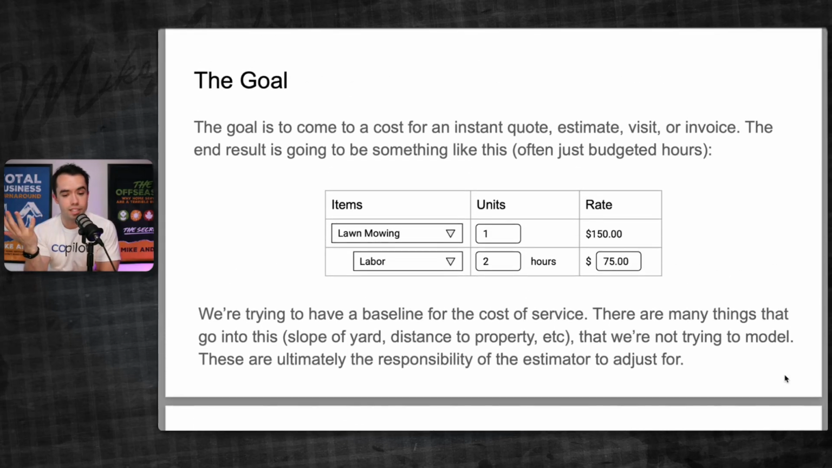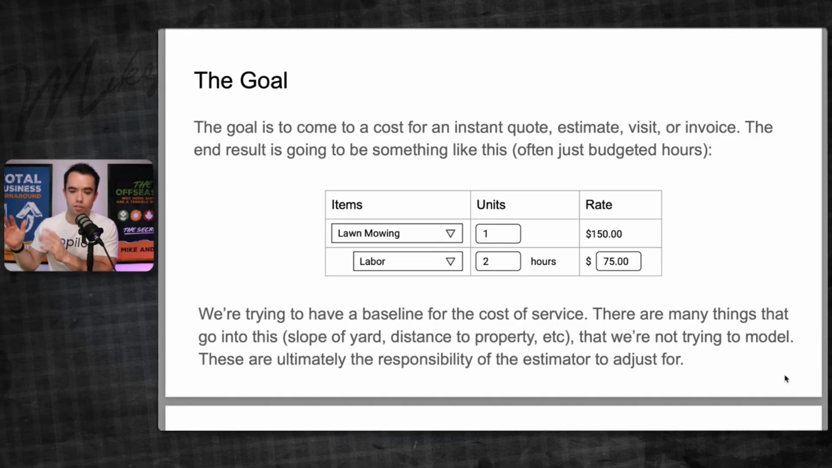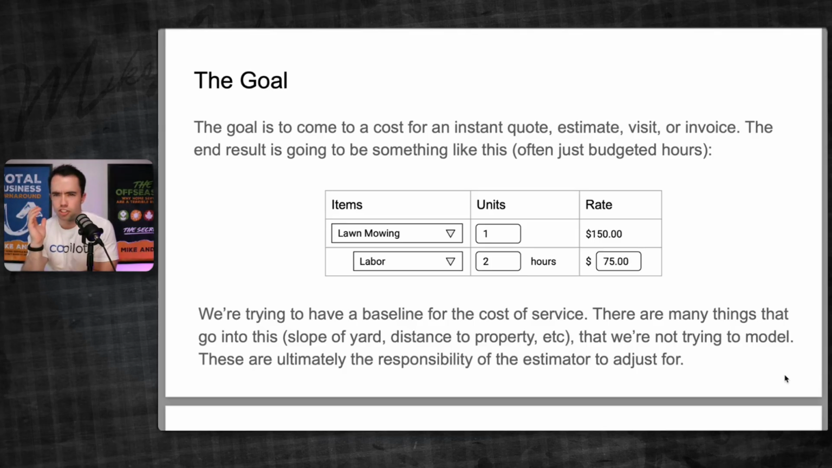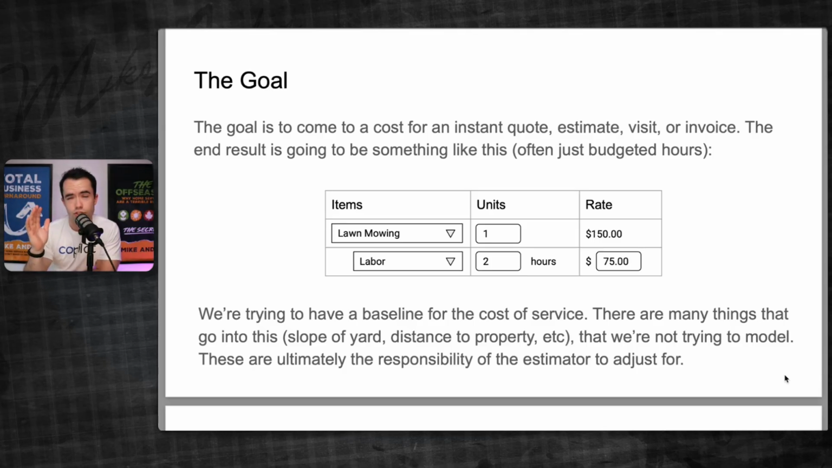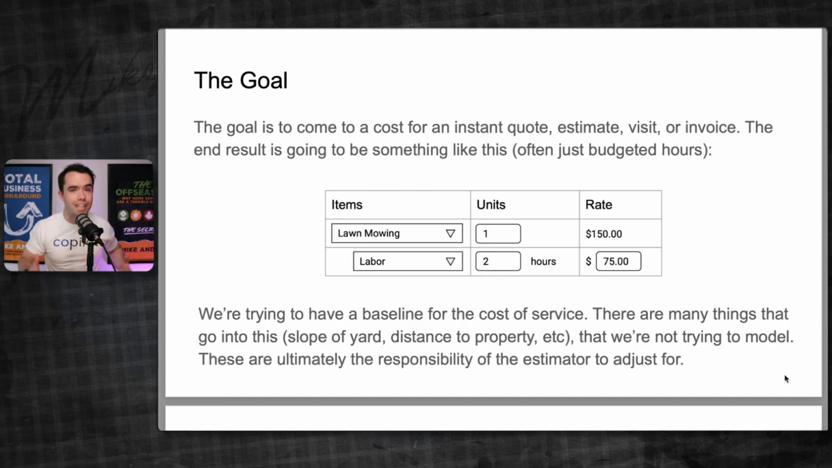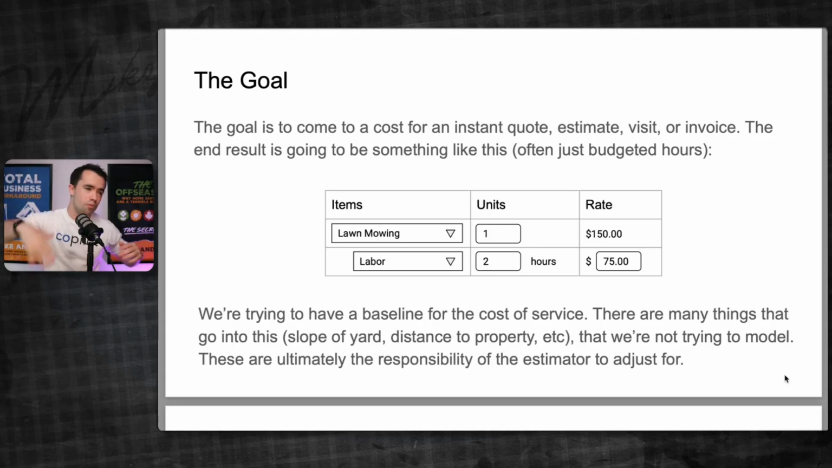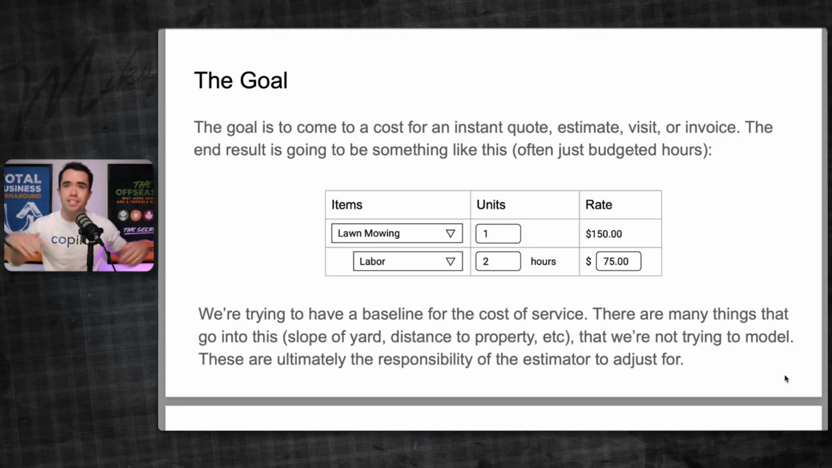There are many things that go into this, such as the slope of the yard, the distance of the property, etc., that we're not trying to model. These are ultimately the responsibility of the estimator to adjust for. So regardless of how accurate you get with cost matrices and super detailed square footage and the size of the trees, I know that it's going to be inaccurate to some extent. Square footage of the lawn is fine until it's on a 30% slope and it takes 10 times longer because you just have to weed whack everything instead of using a mower.